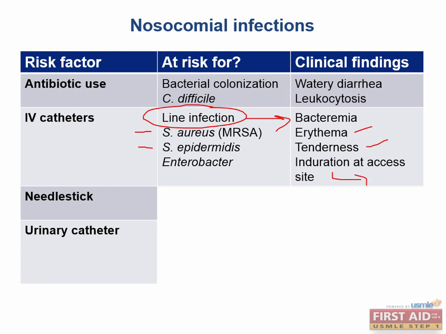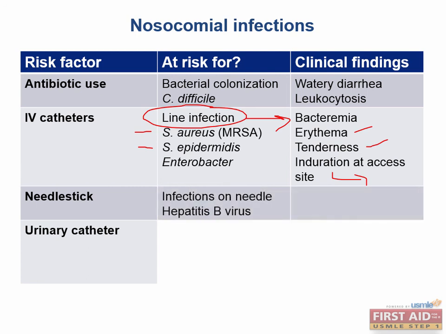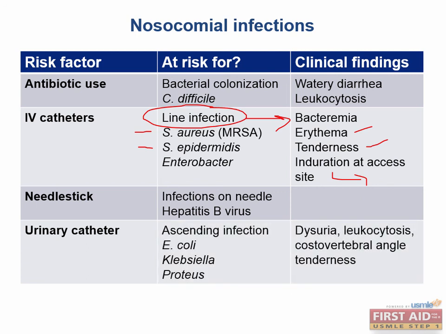Needle stick injuries are also common in the hospital and can lead to the spread of certain viruses. Hepatitis B and C virus, CMV, and HIV are all viruses you want to worry about with needle stick injuries. Finally, urinary catheters put patients at risk for ascending bacterial infections that can cause urinary tract infection, most notably by E. coli, but also can be caused by Klebsiella and Proteus. Patients who have a urinary tract infection will typically demonstrate dysuria and could potentially have leukocytosis or costovertebral angle tenderness, which is significant for pyelonephritis.